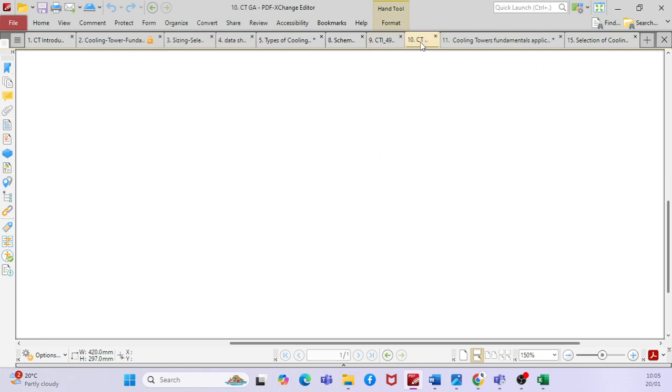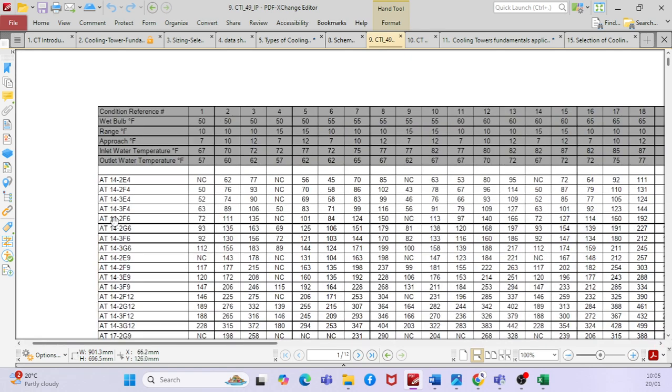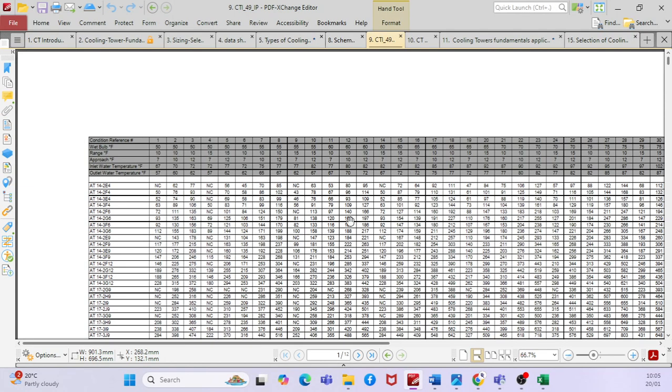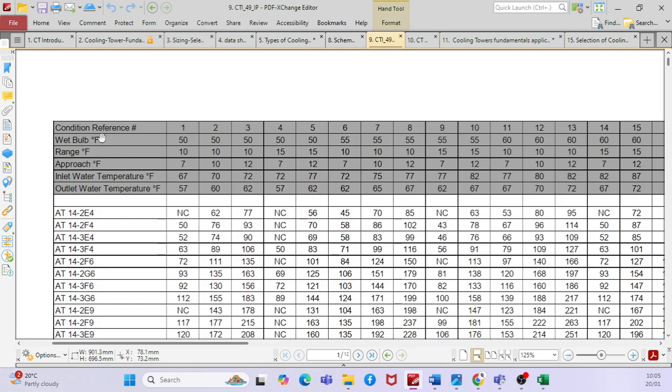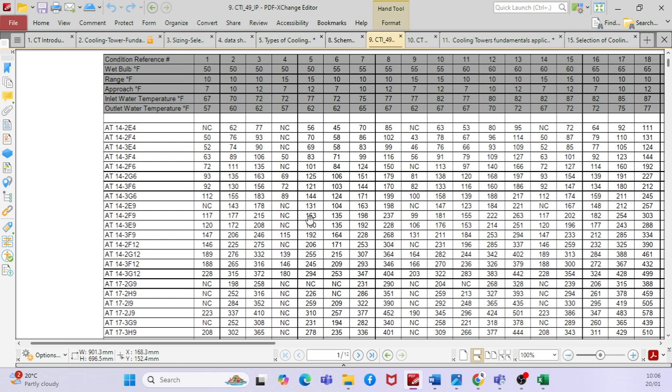And if you go through one of the quick sheets, you can find the capacity here. This is all the capacity in tons. So how do you calculate? You can calculate with the conditions. What is the wet bulb temperature? What is the range? What is the approach? What is the inlet temperature? You can correlate here. Say for example, I have wet bulb temperature 50, range 15, approach 12, 77, and 62. And what is the ton you have calculated, right?